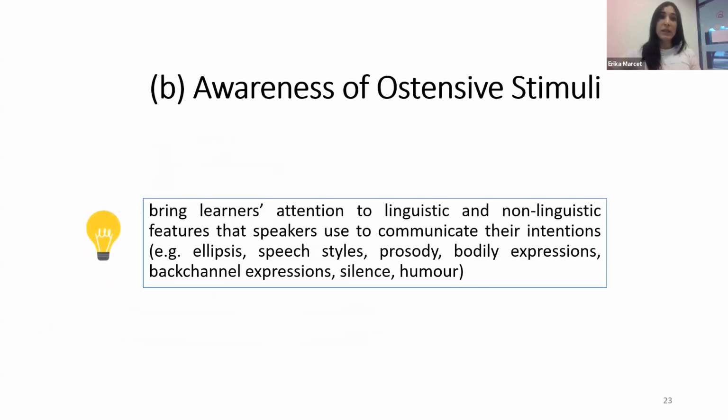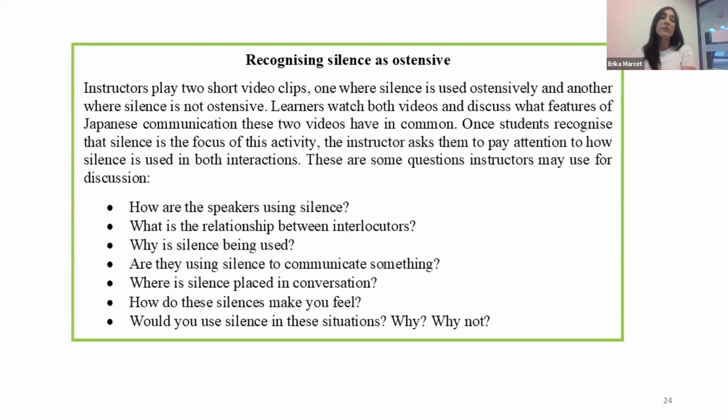For phase B, awareness of authentic stimuli, I encourage learners to bring their attention to a feature of their L2 to increasing degrees until they understand it as intentional. If learners are not aware that a linguistic or non-linguistic feature is used ostensibly to openly and deliberately present evidence about the speaker's intentions, they might not be able to make inferences about the intentions as easily, or at all. So here you have an activity that focuses on raising awareness of non-linguistic stimuli, particularly silence.